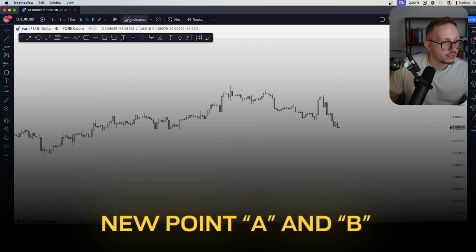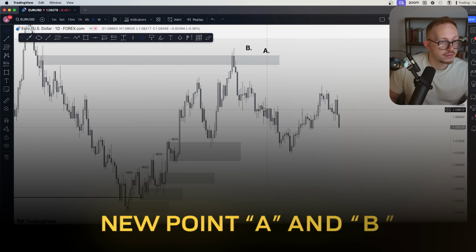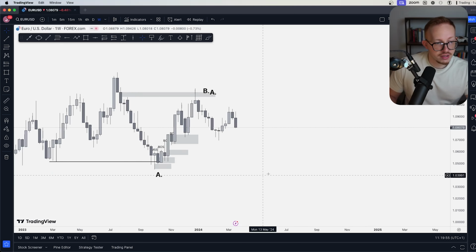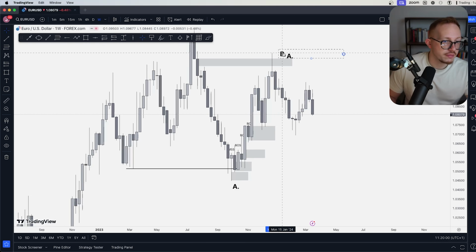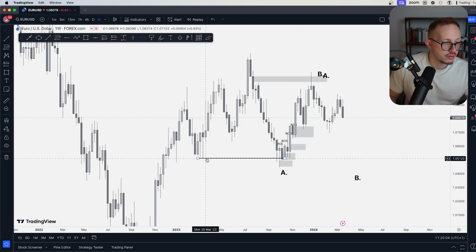What now becomes our new point B? If we are using weekly market structure, we are saying our new point B is underneath these lows. Since we broke market structure right here on a weekly, we did not break market structure bullish on a weekly, so we're still bearish. What does that mean? Bearish means we are breaking previous lows.